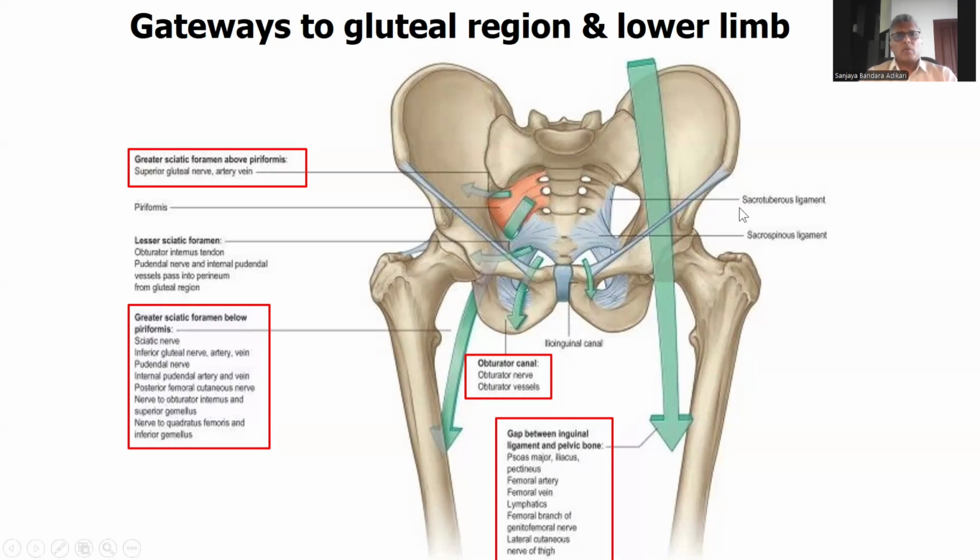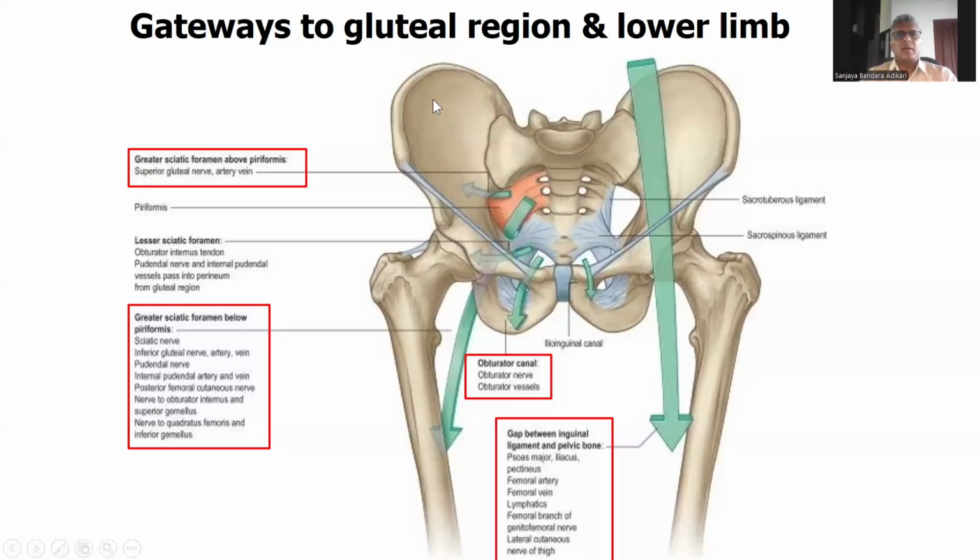Now, one important entry point is between the pelvic bone, hip bone, and the inguinal ligament. Below the inguinal ligament, your femoral vein, artery, femoral nerve, and lymphatic channels pass through that space. That is an important space, therefore. Then below that, you have another small entry point through the obturator canal. That is also into the medial aspect of the lower limb.